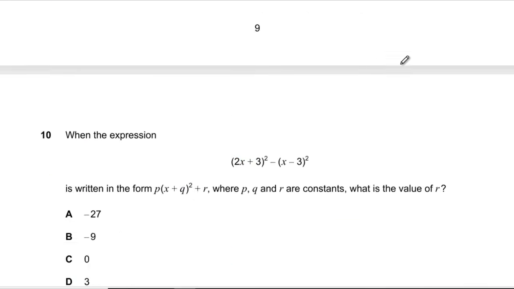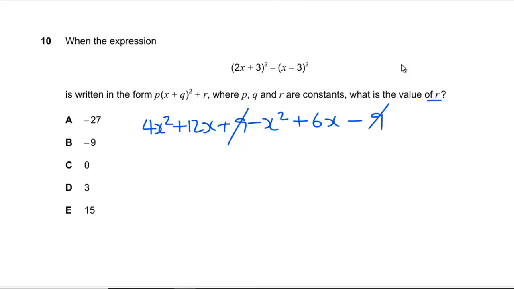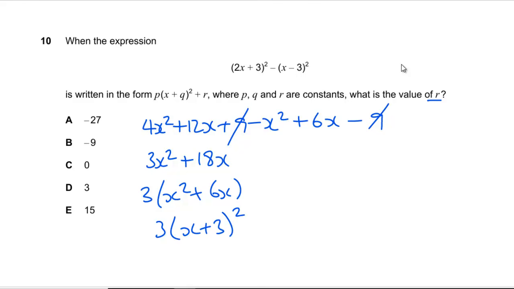C. Question 10. When that expression is written in complete the square form, what is the value of r at the end? Right, so 4x squared plus 12x plus 9 minus x squared, that would become a plus 6x minus 9. Get rid of that, get rid of that. 3x squared plus 18x. So 3 lots of x squared plus 6x. Okay, so 3x plus 3 squared. So I'll have to take off 27.